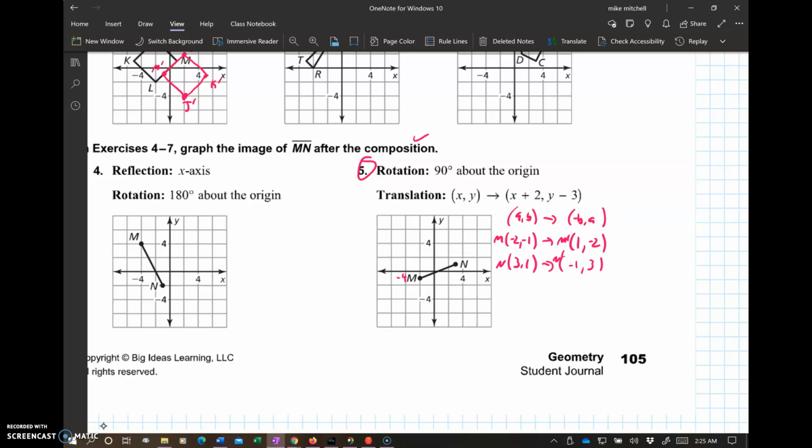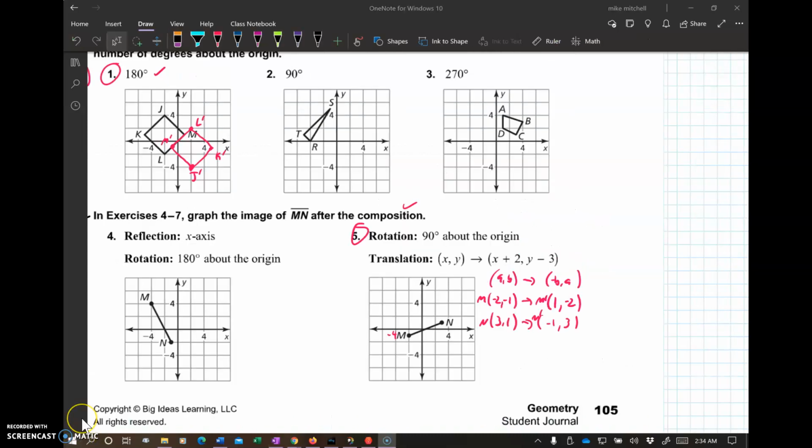Actually, I don't think we're graphing these quite yet. Sorry, had to check some stuff. They do want us checking or graphing each image here. So both the single prime image and the double prime image. So 1, negative 2. That's going to be my M prime. Negative 1, 3. That's going to be my N prime.